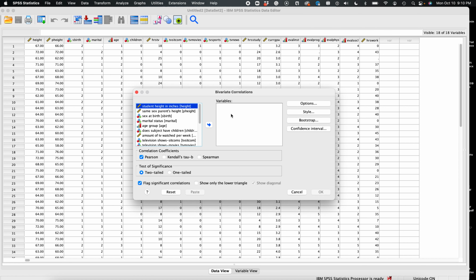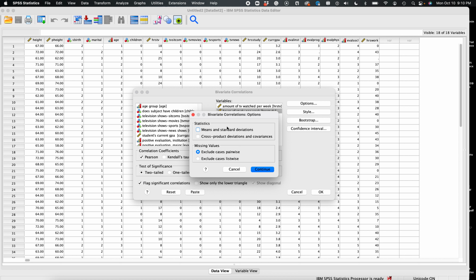So because we're looking to see what is the correlation between two or more variables, let's say that we want to see the correlation between the amount of TV watched per week and the amount of hours that we study per week. We're going to move those both over here, and we want to make sure that Pearson is checked off. So that's going to give us our Pearson correlation value. We also want to make sure that we keep flag significant correlations checked off. That's not necessary, but it really draws our attention to what we need to look at.